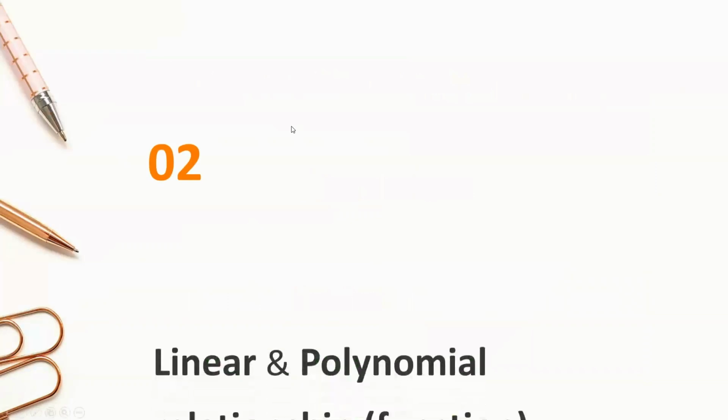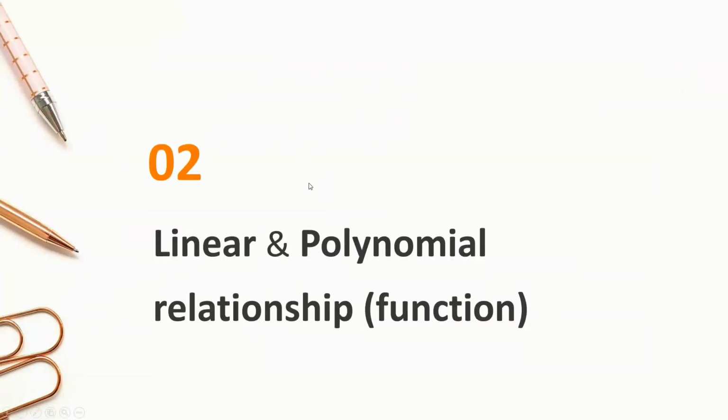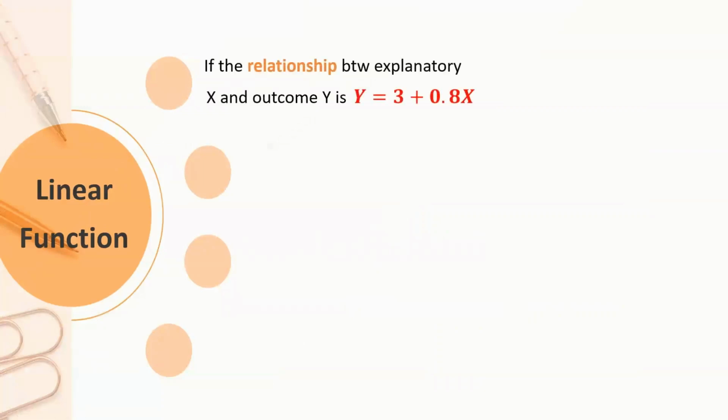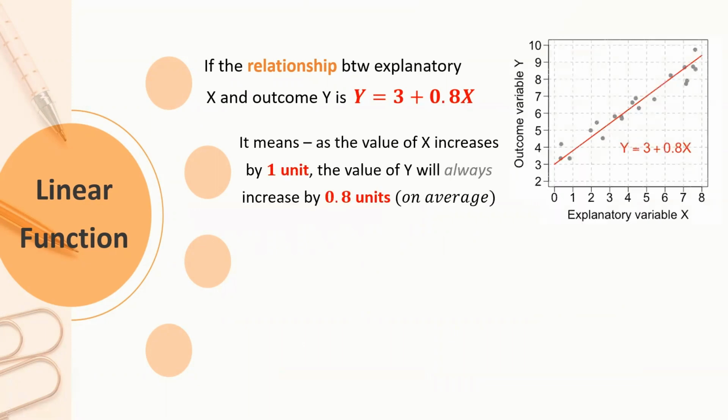Then, let's take linear function and polynomial function as two examples to discuss two types of relationship, which are linear relationship and polynomial relationship. So first, linear relationship, also the simplest relationship, can be expressed by a linear function. So for example, outcome y equals to 3 plus 0.8 times explanatory variable x. It means that as the value of x increase by 1 unit, the outcome y will increase by 0.8 units on average.